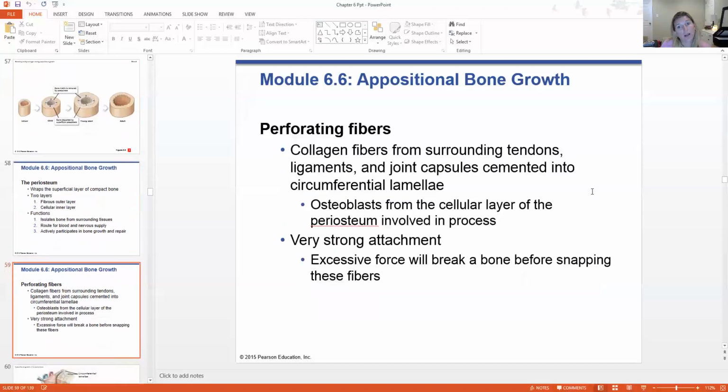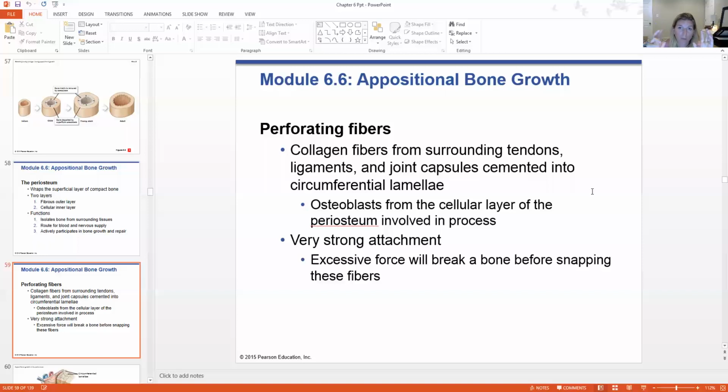There's perforating fibers that are within our periosteum. They're basically collagen fibers that help grow. They have a very strong attachment. They help hold the bone together if it breaks. So in other words, the bone could break underneath, but those fibers still hold it together. And this is why bone repair can be rapid depending on the location of the break.